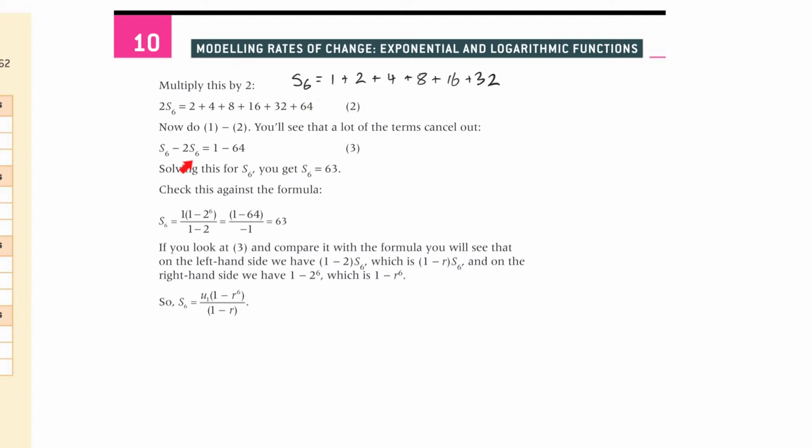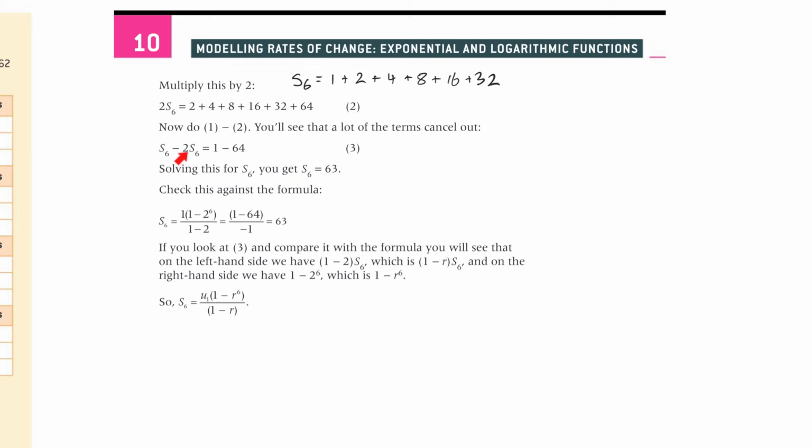Okay, and it says you'll see that a lot of the terms cancel out. So if you had this and you minused from that, you've got a 2 here and you've got a 2 there, so they'll disappear. So this will stay. We'll have 32 minus 32, and then we've got the 64. So we're going to end up with 1 minus 64.